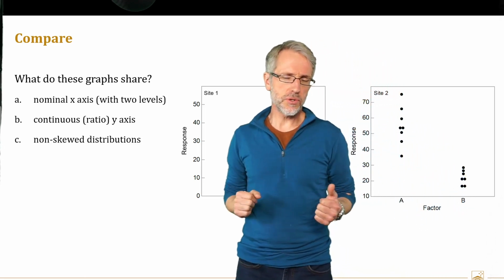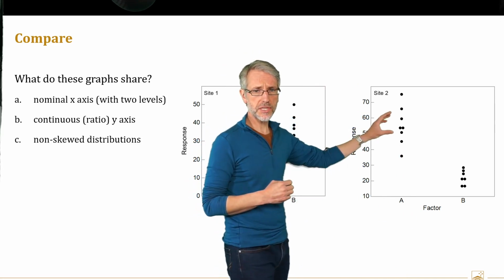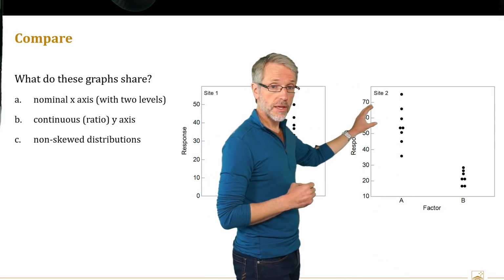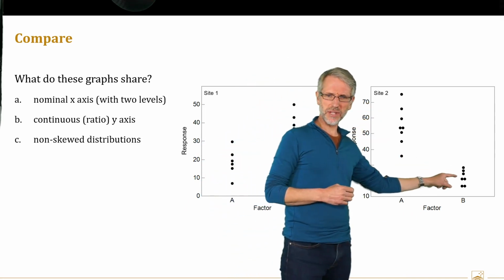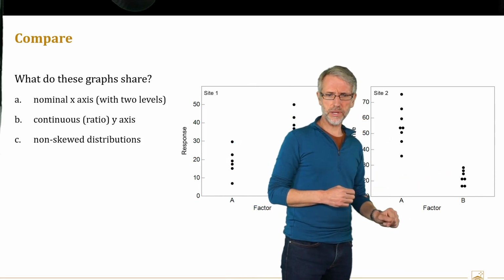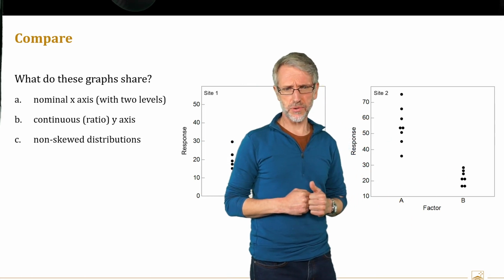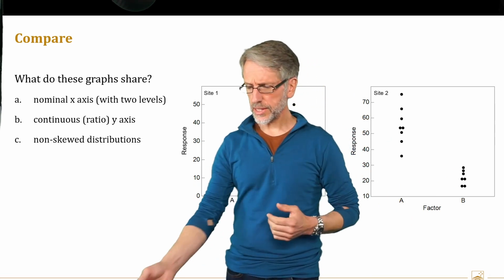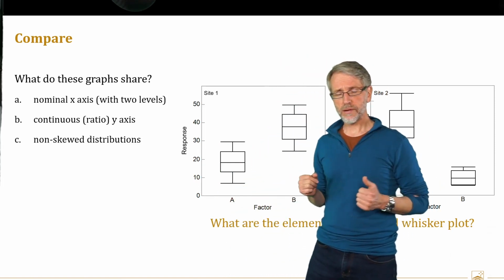And so the distributions are largely unskewed or non-skewed. You can see that too here for level A in site 2, slightly less so down here in level B, but you know, it's largely unskewed. All right, so there's consistency there between the two graphs.